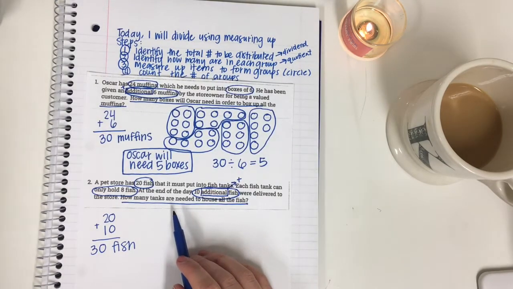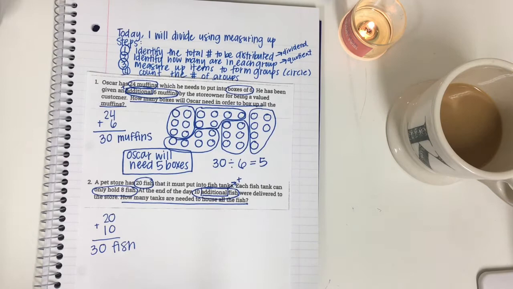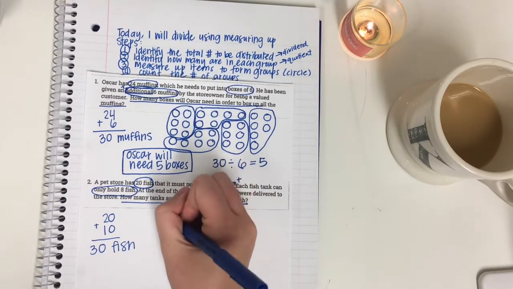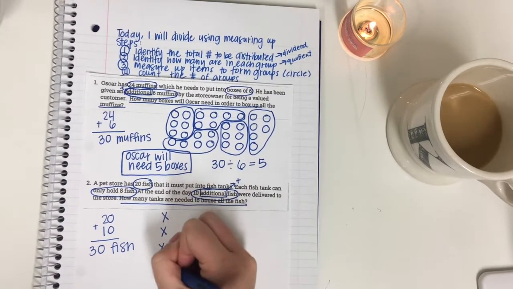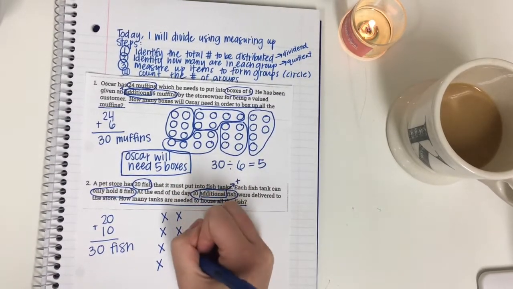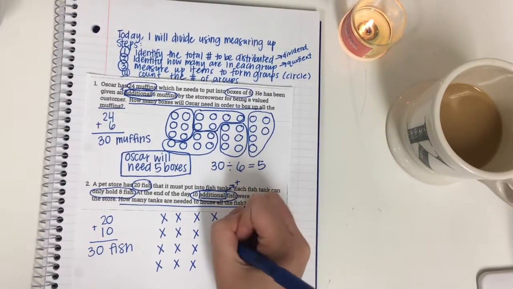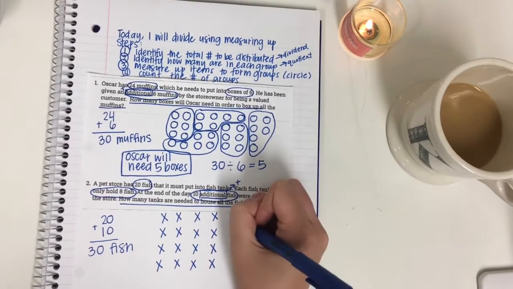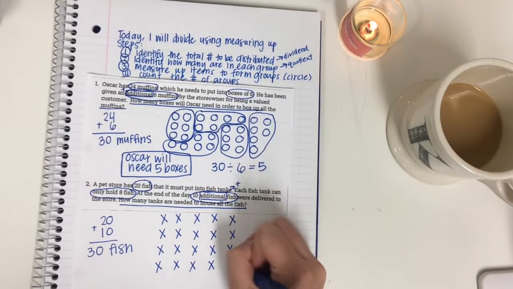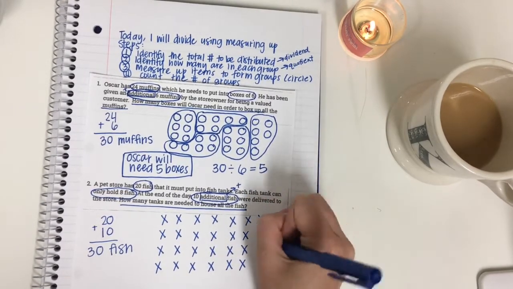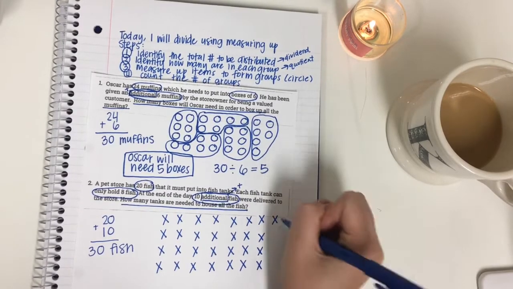Okay, let's see. How many tanks are needed to house all the fish? Well, how many can fit? We need 8. So I'm going to draw out my 30 fish. And I'm just going to do X's for fish. You can draw out your fish if you want, but I'm just going to do X's. 1, 2, 3, 4, 5, 6, 7, 8, 9, 10, 11, 12, 13, 14, 15, 16, 17, 18, 19, 20, 21, 22, 23, 24, 25, 26, 27, 28, 29, 30.